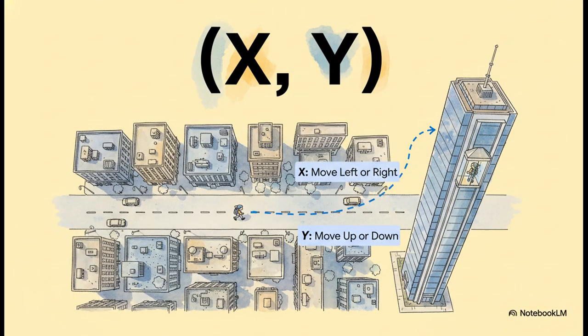So just lock this in. Every address, or what we call a coordinate, always gives you two pieces of information. The first number, the x, tells you how far to go left or right. The second number, y, tells you how far to go up or down.